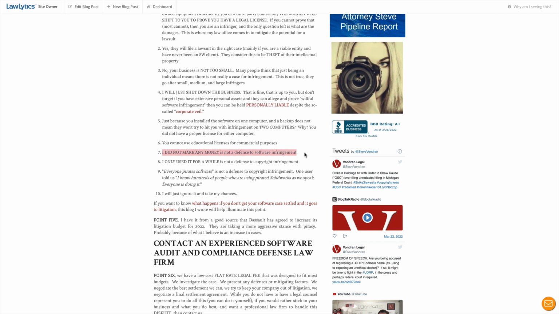I did not make any money. This is one of my favorites. I did not make a penny. I say, well, still, you installed their software, you used it, you created some files, this, that, and the other. I did not make money is not a defense to software infringement. Here's another one. I only used it for a while. Again, not a defense to copyright infringement. The less you use it, that may help in our settlement, but it's not a defense per se to infringement.